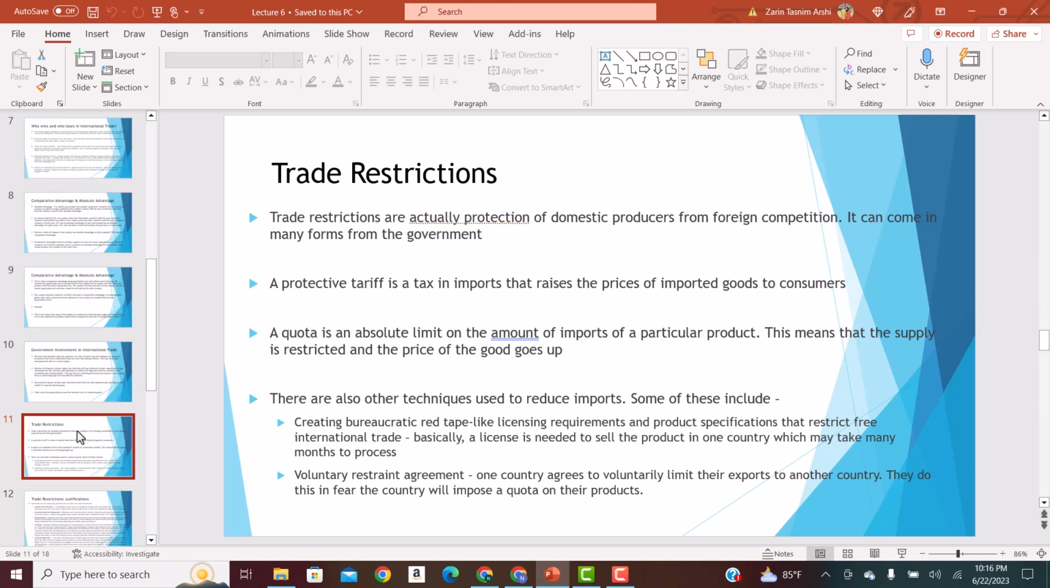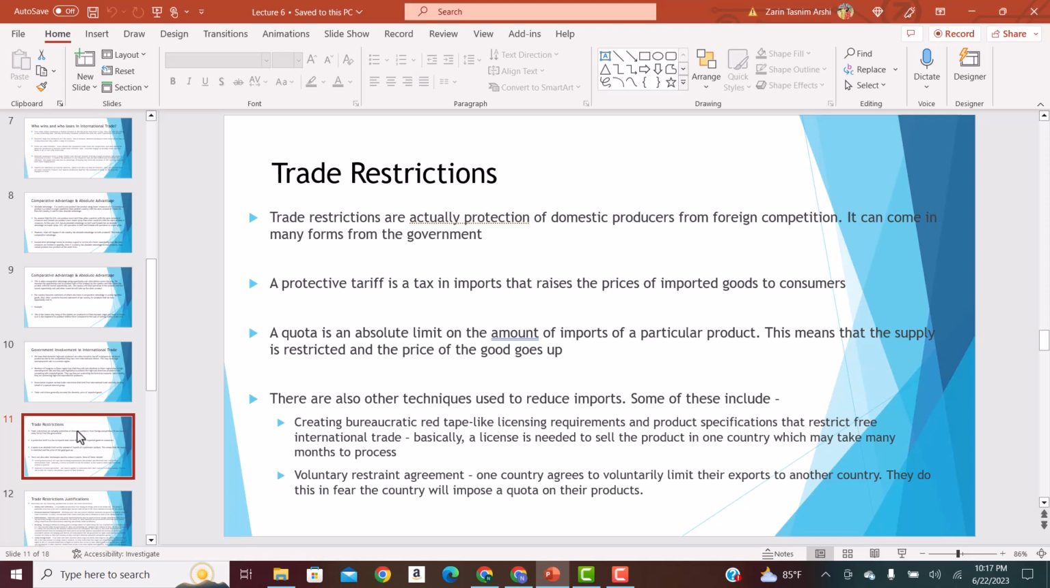So trade restrictions are actually protection of domestic producers from foreign competition. Again, the reason why politicians and the government impose trade restrictions is they are basically trying to protect the domestic producers, whether they're inefficient or high cost, that's not the matter to them. But they're basically justifying that they are protecting domestic producers from foreign competition. Okay, and it can come in many forms.